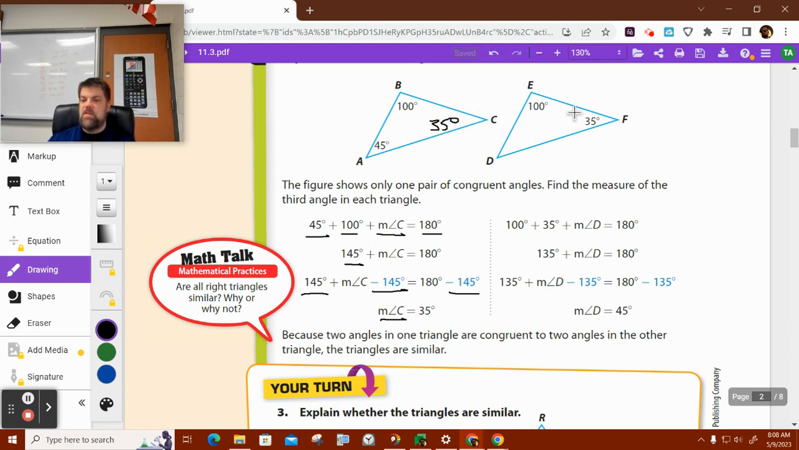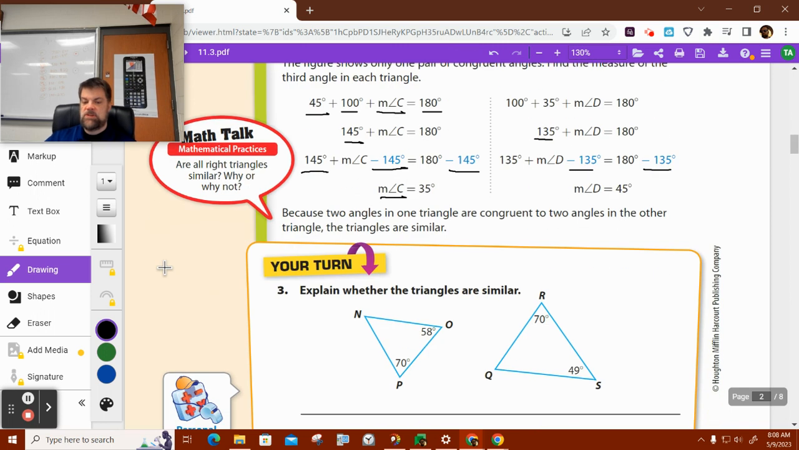Okay? Same thing, we do the exact same thing over here. 100 plus 35, I'm sorry, I said it wrong, 100 plus 35 is 135. Subtract 135 from 180 and you get 45 degrees. So the only way you could get a triangle is if you take those angles and add them up and they equal 180. It's the only way it works.